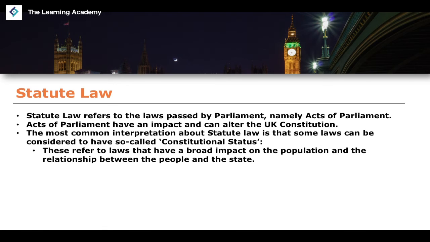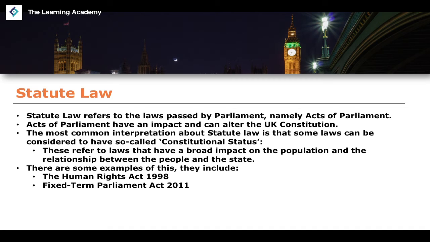So, for example, the idea of a constitutional law: a law that is passed by Parliament that has a constitutional impact. These are laws that have a broad impact on the population, and maybe describe the relationship between the people and the state. They can include things like the Human Rights Act, the Fixed Term Parliament Act, the Constitutional Reform Act, and the UK Withdrawal Act. All of these different pieces of legislation have broad constitutional implications, unlike things like the Companies Act, for example, from 2006, that do not.